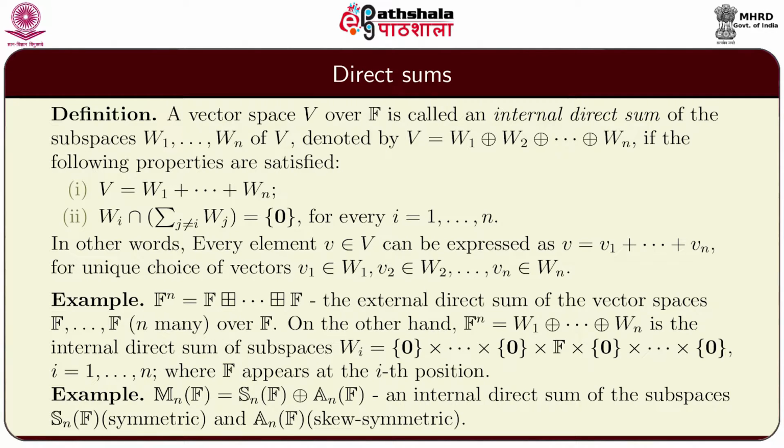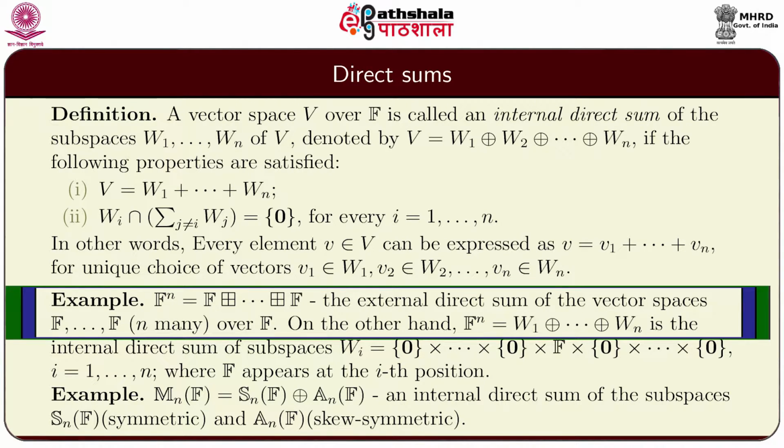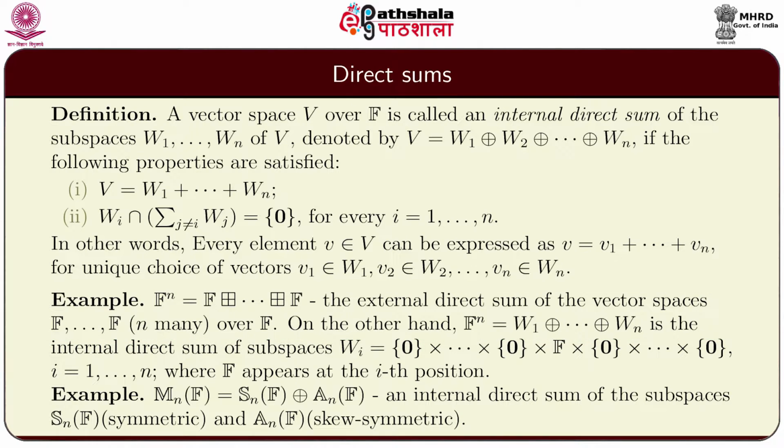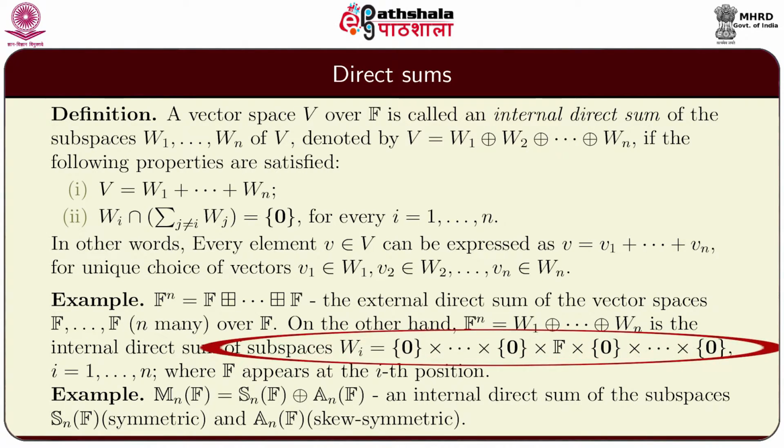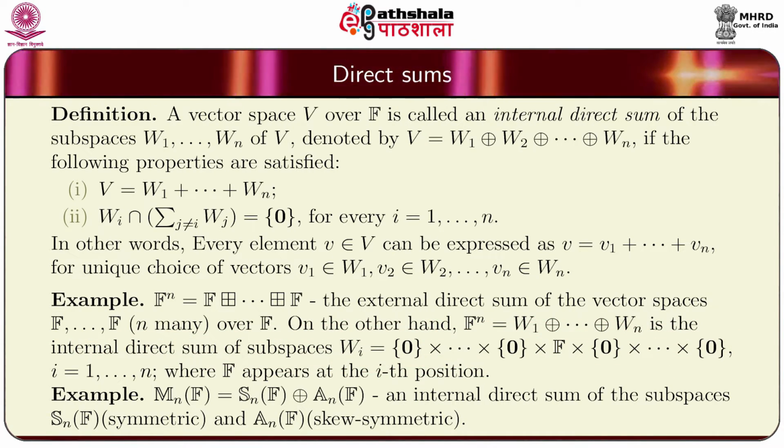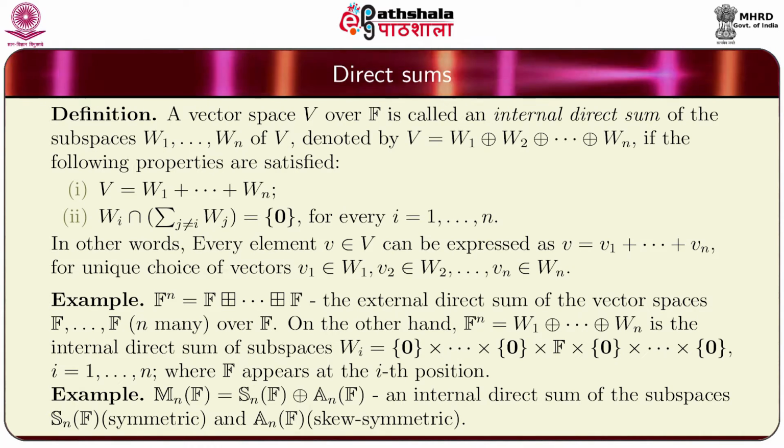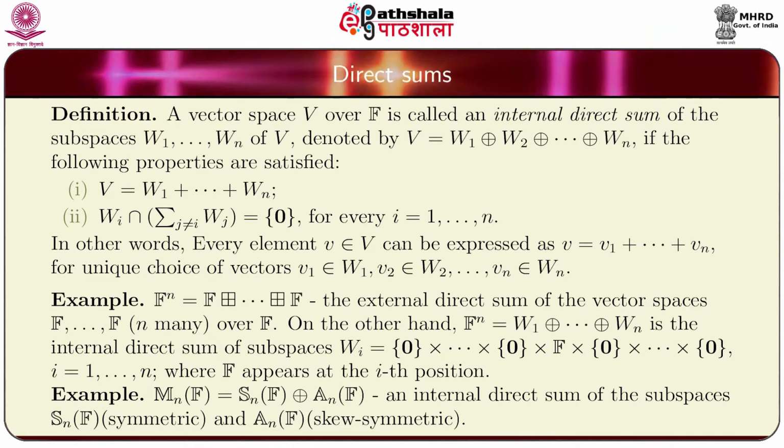Example, the vector space F raised to n, which is the Cartesian product of F n times, is the external direct sum of the vector spaces, F n copies. On the other hand, it is an internal direct sum of the subspaces Wi given by that Cartesian product which you see over there, where only the ith spot has F and every other spot has the trivial subspace, namely singleton, the 0 vector.